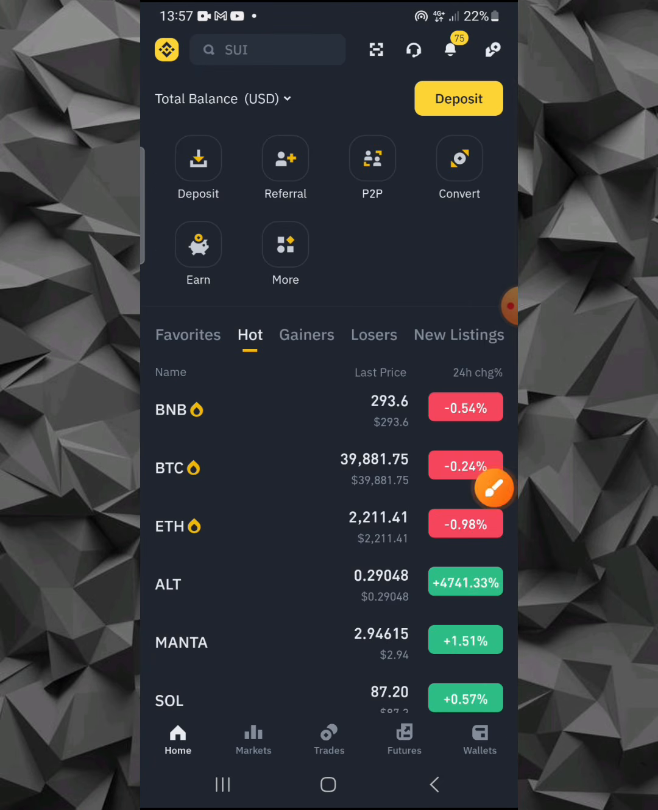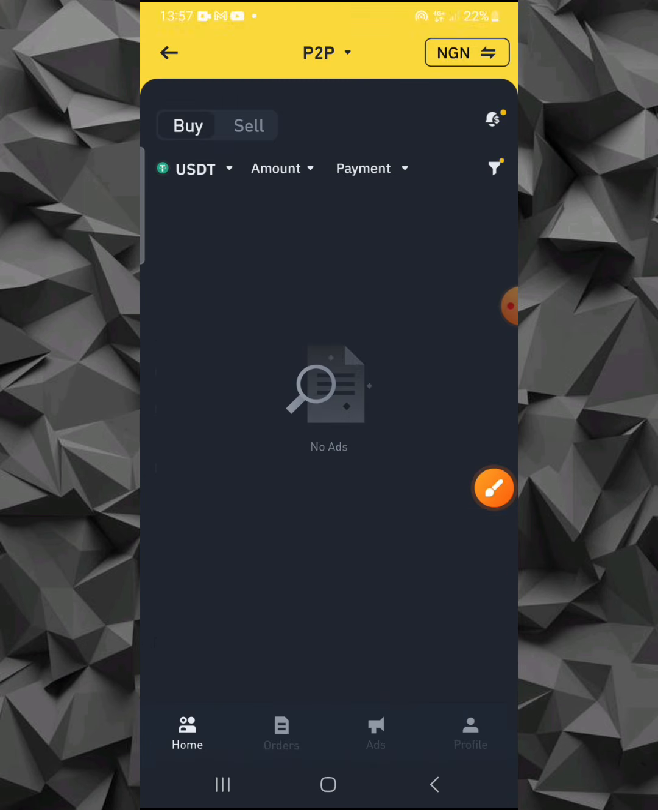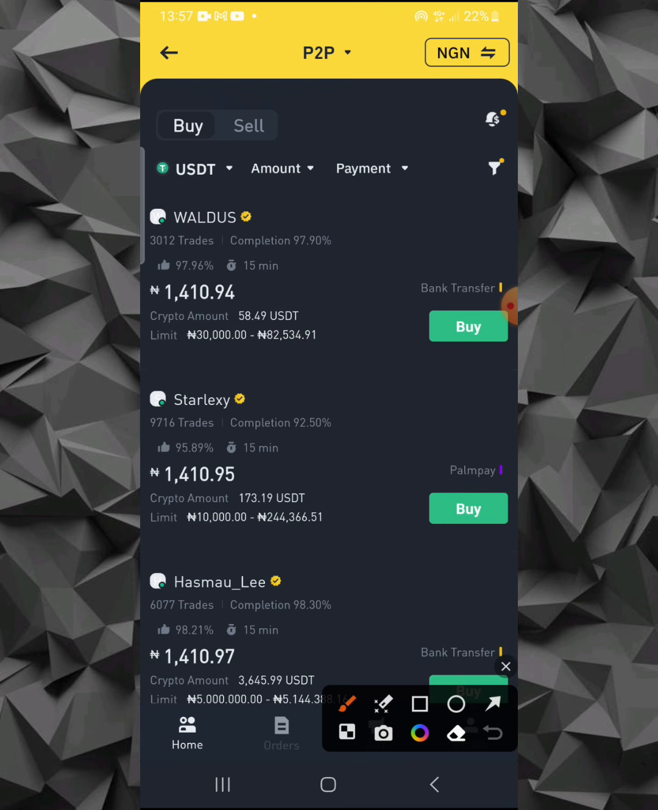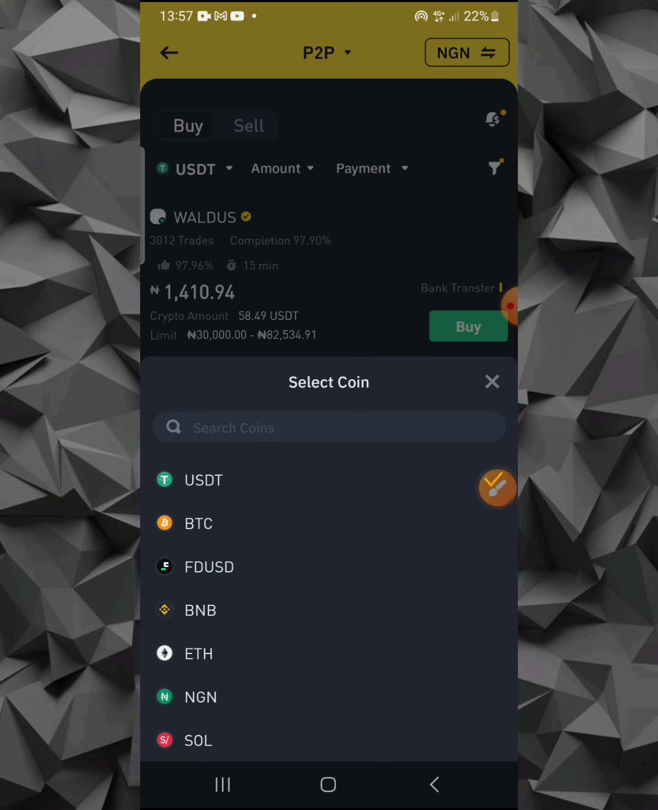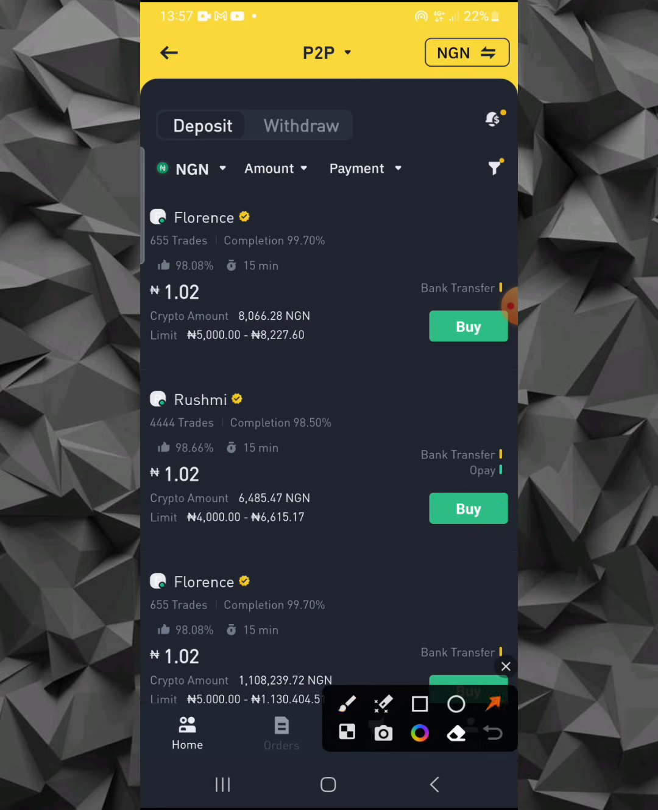So the other way you can do this strategy, instead of clicking on deposit right here, you're going to click on P2P. Okay, so you go ahead and click on P2P right now. And you guys can still see the current rate is still increasing, so you have to be very fast in this so that the rate will not reduce. So we'll come now straight to NGN. Okay, you guys can see the NGN right here. So what you just have to do is to buy NGN.